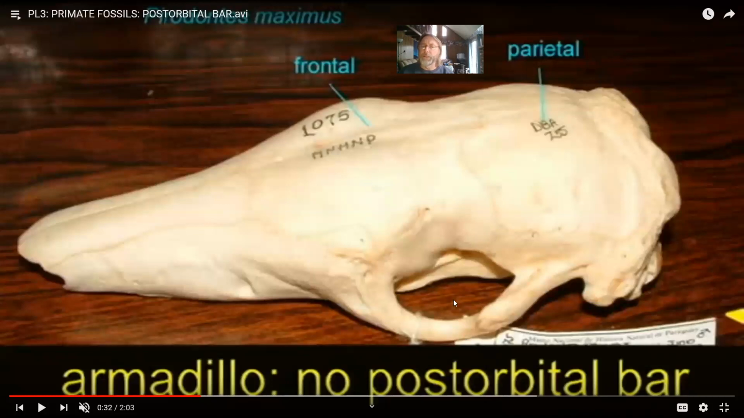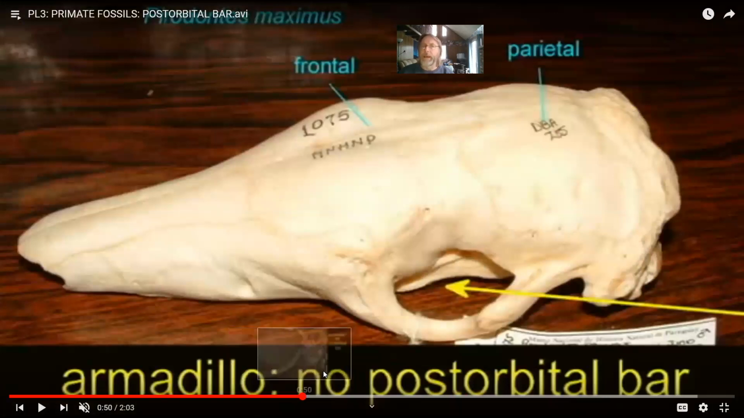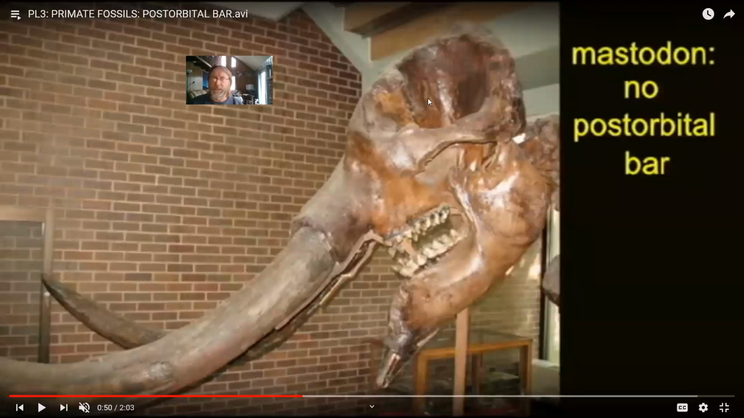And note, there is no post-orbital bar that would separate the two. It's just one big space. That is typical in mammals. And if you were to look at most mammals, that's actually what you would see. So the same thing here in this mastodon. If you were to ask, where's the eye? Here. Where's the jaw muscles? Here. But note, there's no post-orbital bar separating them.